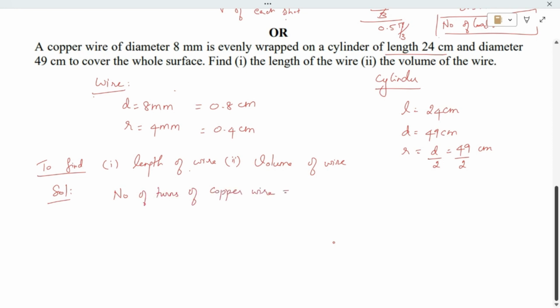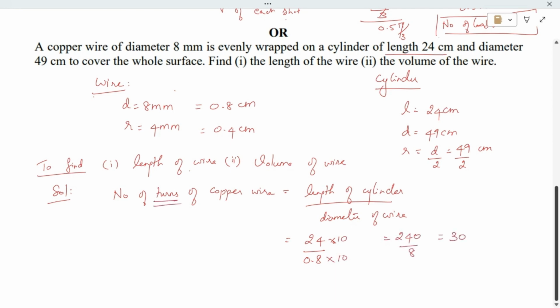So what is the total length of the cylinder? The total length of the cylinder is 24, right? That divided by the diameter of the wire will give you the number of turns the wire has wrapped around the cylinder. So 24 centimeter divided by 0.8, so multiply by 10 to remove the decimal in the denominator, so it will be 240 by 8, that is going to be 30. So the number of turns the copper wire has been wrapped is 30.